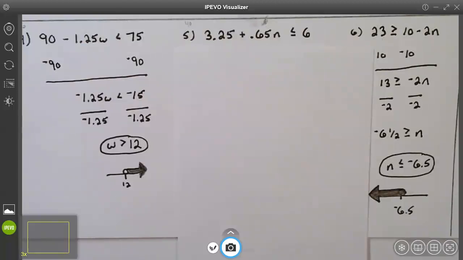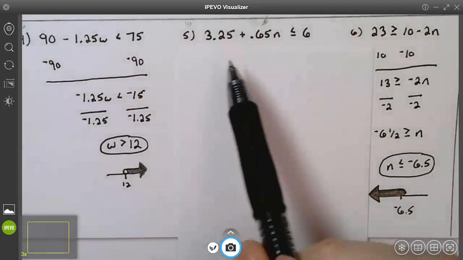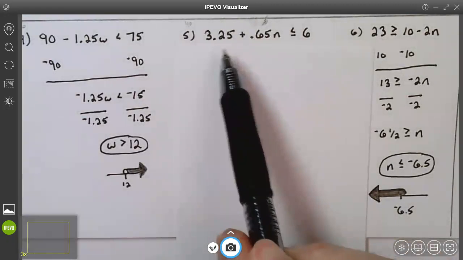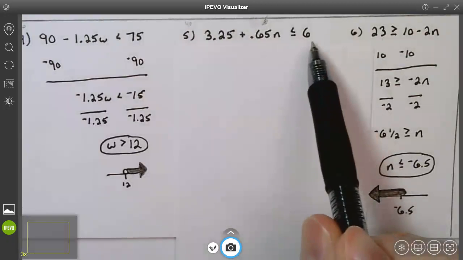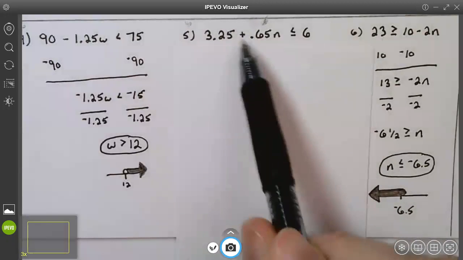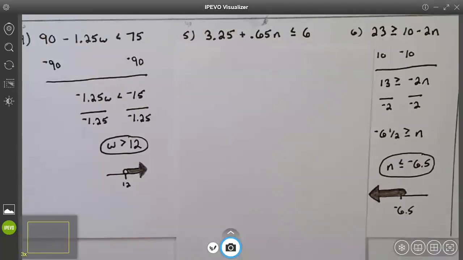Number 5 is a word problem. It says, Ben has $6 to spend. A sundae costs $3.25 plus 65 cents per topping. Write and solve an inequality to find out how many toppings he can order. A sundae is $3.25 plus 65 cents per topping, and all he has is $6, so whatever he gets has to be less than or equal to $6. Can't go over. Try to solve and graph this inequality.